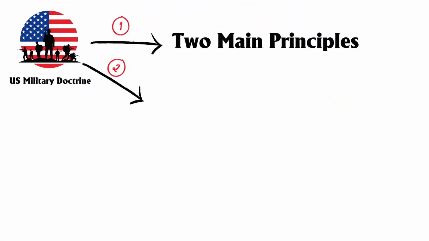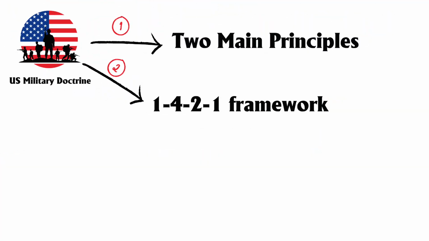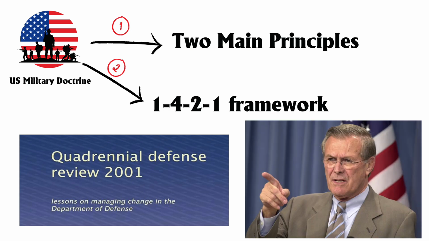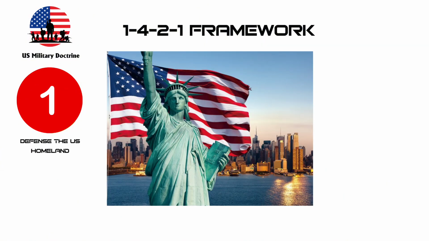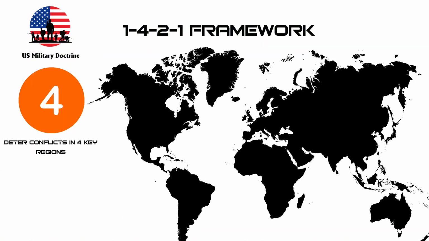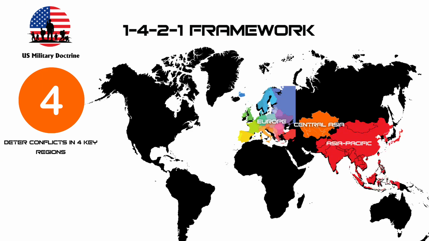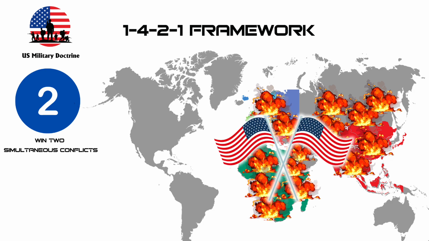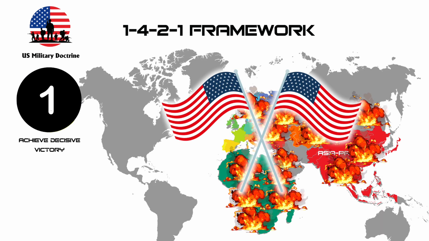The current strategic doctrine, based on the 1-4-2-1 framework, which is outlined in the 2001 Quadrennial Defense Review by Defense Secretary Donald Rumsfeld, specifies: 1. Defend the U.S. homeland. 4. Deter conflicts in 4 key regions: Central Asia, Asia-Pacific, Europe, and Africa. 2. Have the capability to win 2 nearly simultaneous conflicts in these regions. 1. Achieve decisive victory in one of these conflicts.